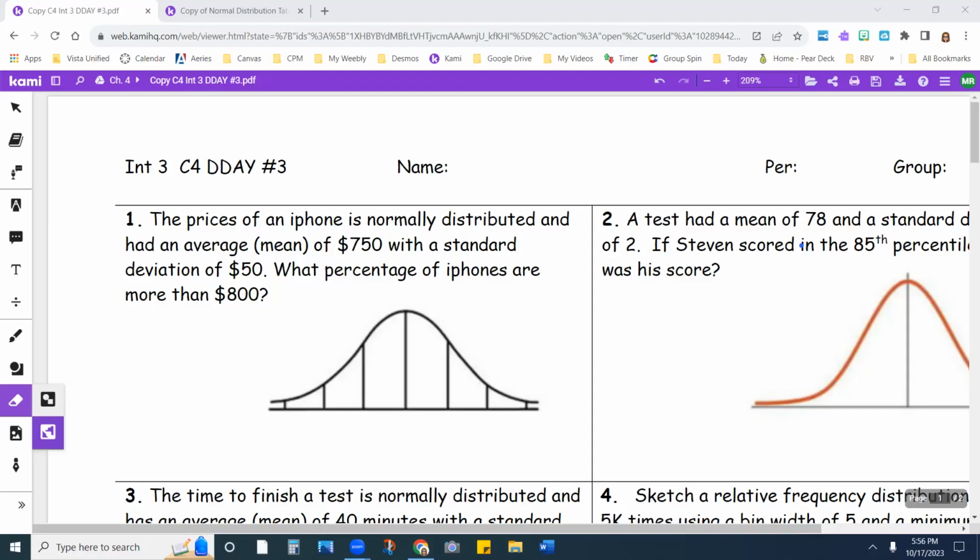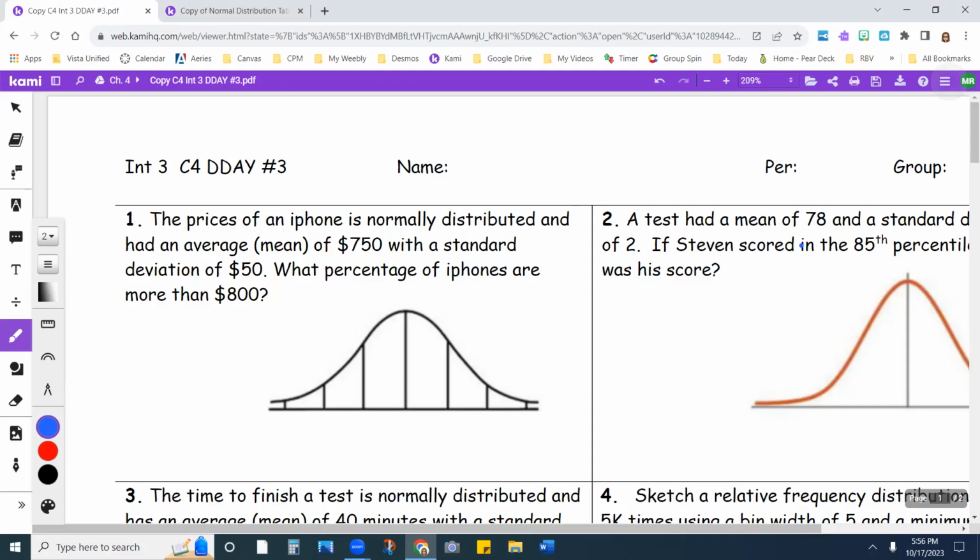So this video is for Integrated 3, Chapter 4, D-Day number 3. The first problem is dealing with a normal curve. And for this normal curve, we have a mean of 75.